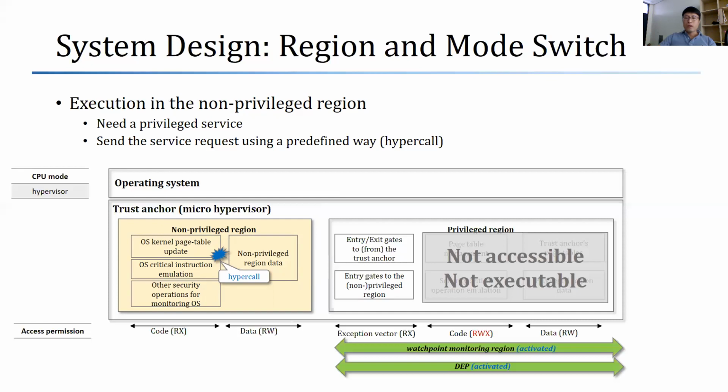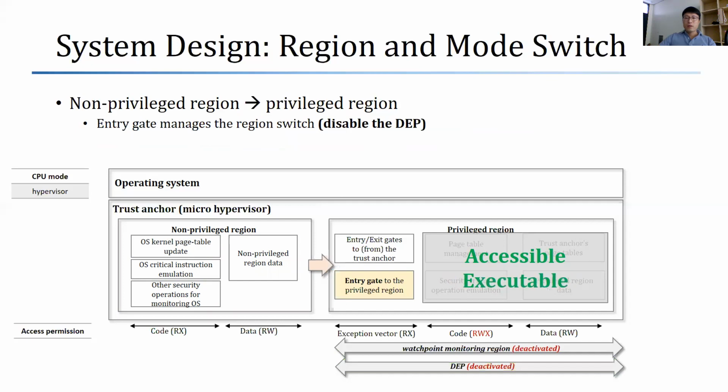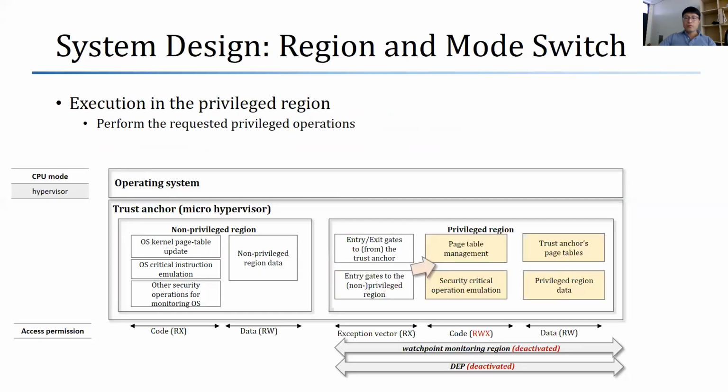In our work, we utilize the hypercall to switch from the non-privileged to the privileged region. Regardless of where the hypercall is executed, an exception occurs. This exception is trapped by the entry gate to the privileged region, which is part of the exception vector. Note that any exception occurrence automatically deactivates the watchpoint, so the privileged region is set to accessible. The entry gate deactivates the DP to make the privileged region executable. Now the control flow can move to the privileged function that manages the hypervisor's page table.